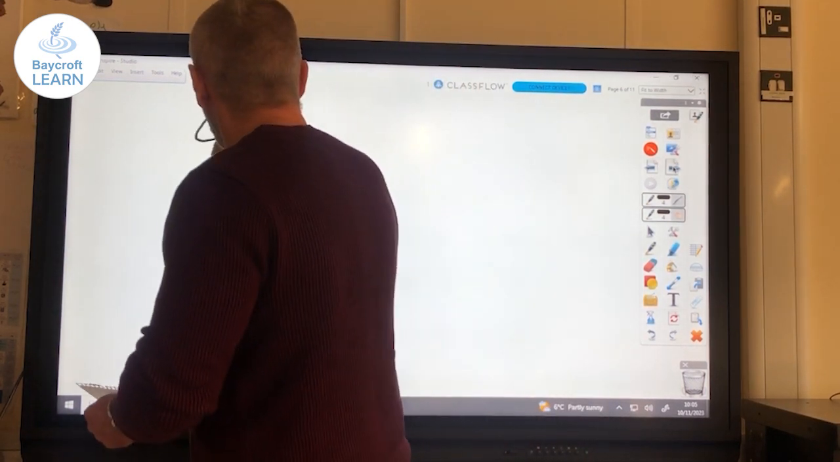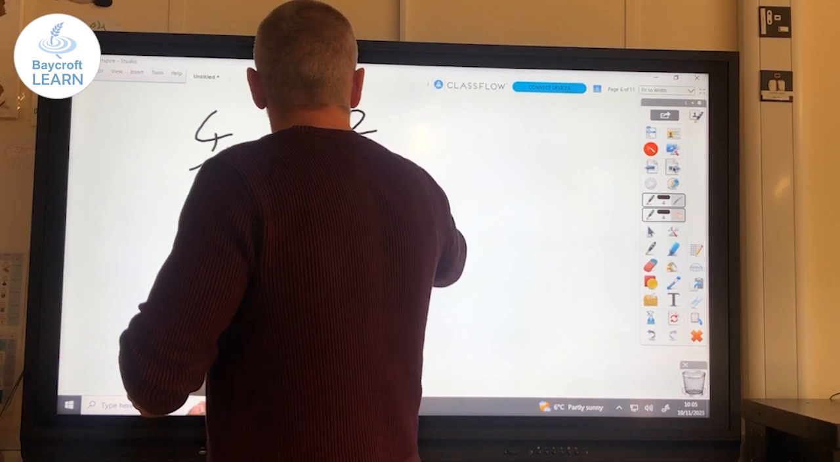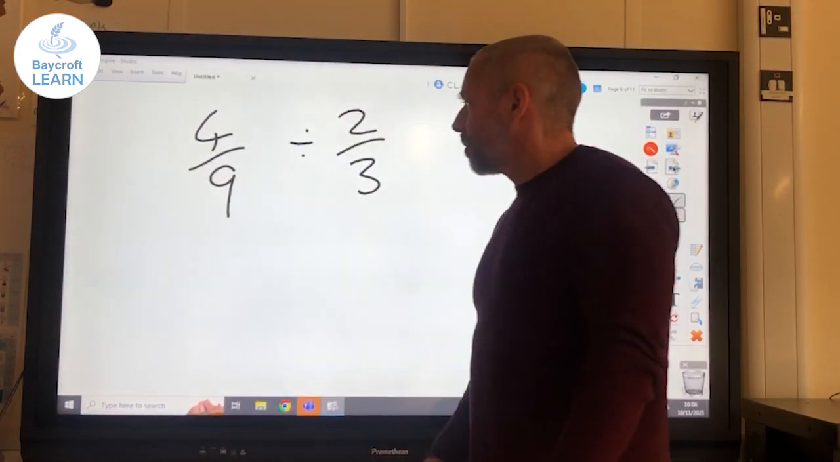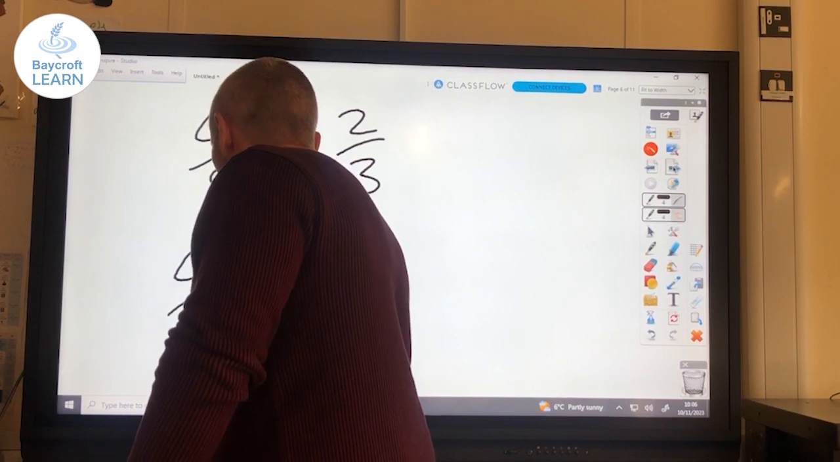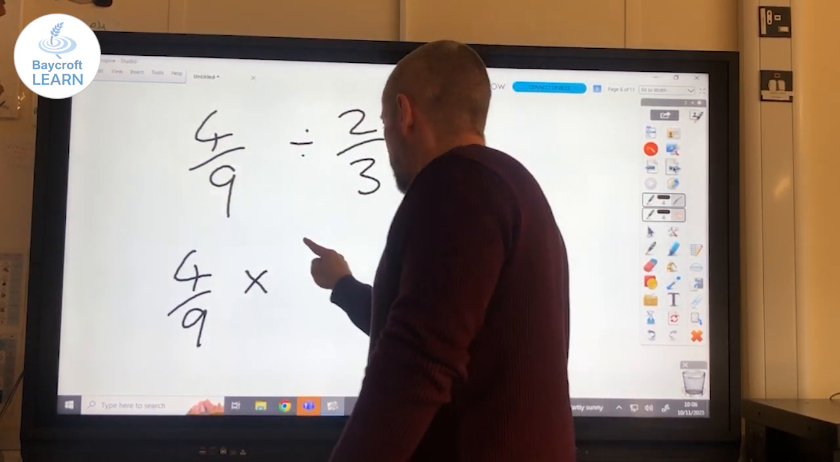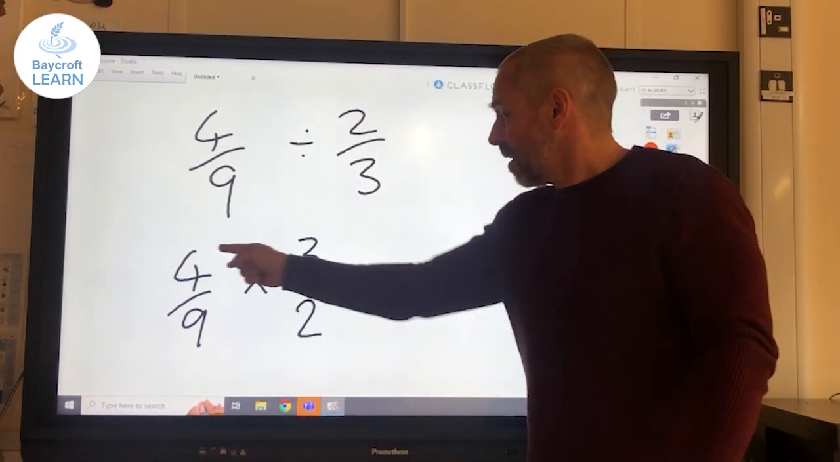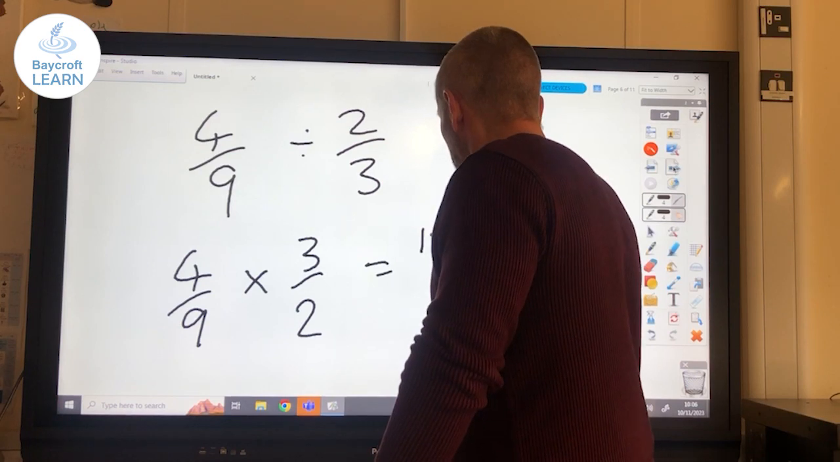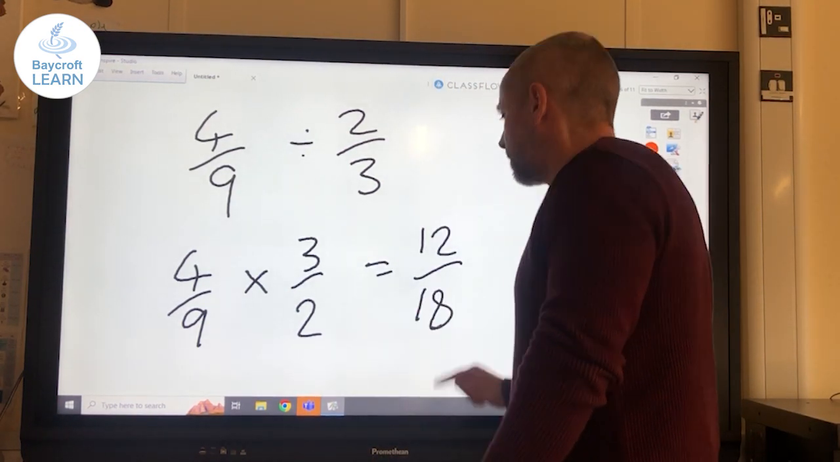Let's do 4/9 divided by 2/3. What was the rule? The rule was keep, change, flip. We keep the first one, we change this to times, and we flip this one. Now we just multiply. 4 times 3 is going to give us 12. 9 times 2 is going to give us 18.